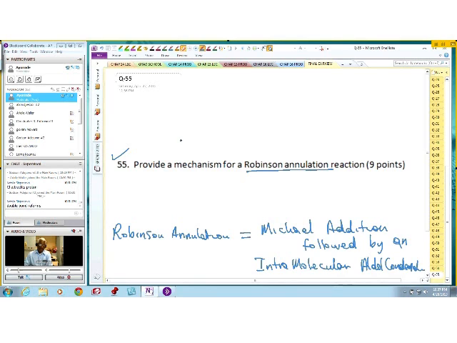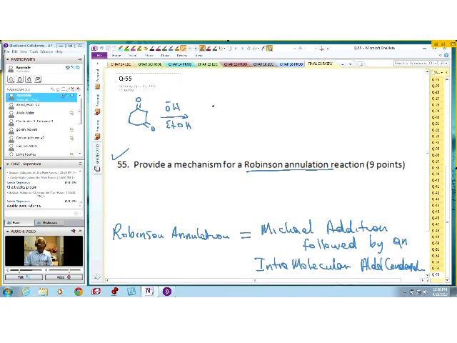Keep in mind Robinson annulation. Since you are going to do an intramolecular aldol condensation, you are going to form a ring system. Annulation means forming a ring. So let us use this. Since there is no limitation, I could start with this molecule. I take hydroxide in ethanol; for the most part, you use hydroxide in ethanol.